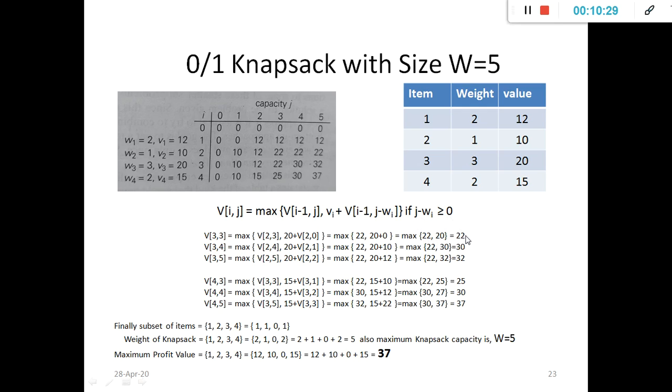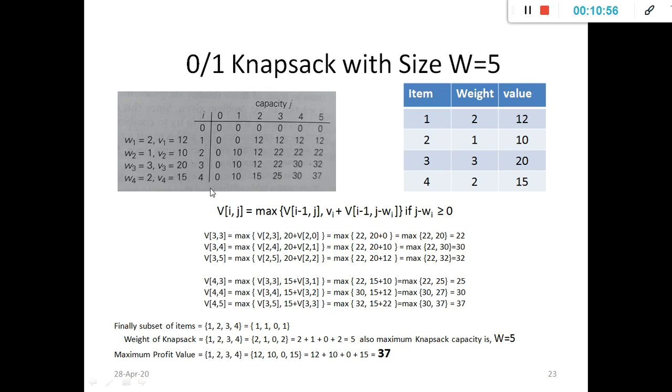This is the maximum value that you have to put at the position v of 3 by 3 in this table. Now, by applying this formula, you get the new value at the position 3 by 3, which is 22. Similarly, you have to find the value at the position 3 by 4, again applying the same formula to calculate the new possible value.